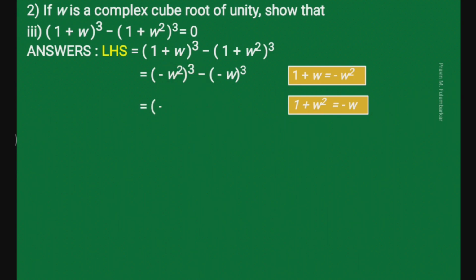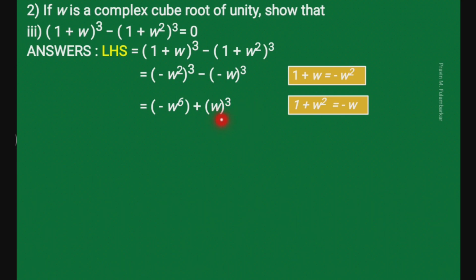So we write here minus omega square raised to the power 3. So we multiply power. So omega raised to the power 6. Then this minus omega cube, we get minus omega. So minus minus gets plus. So we write omega cube.